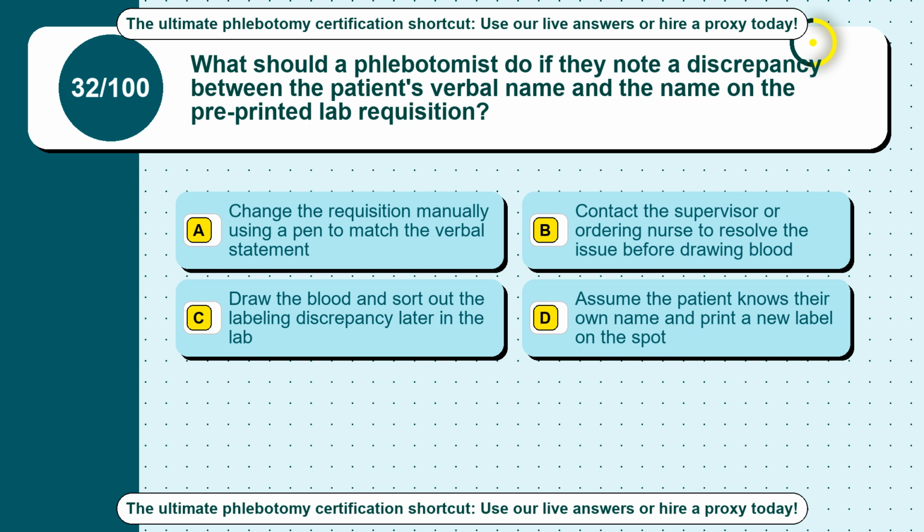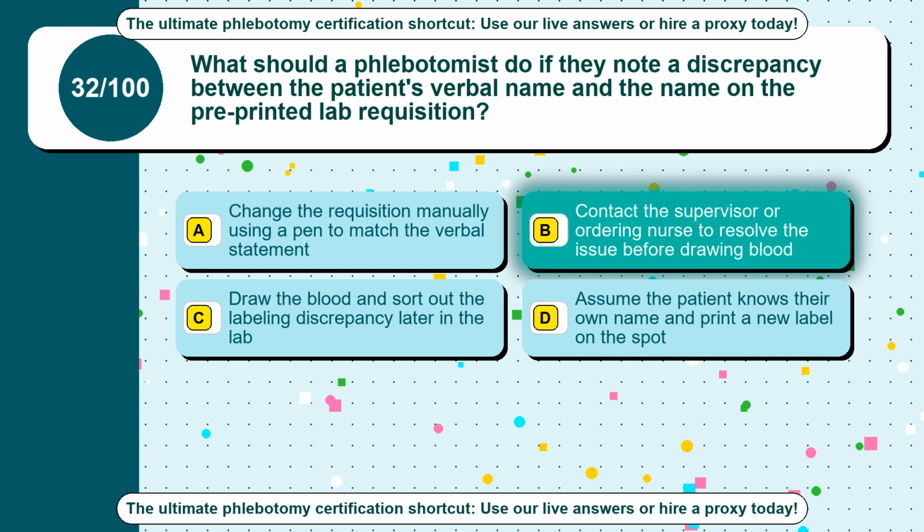Option B. Contact the supervisor or ordering nurse to resolve the issue before drawing blood. Option C. Draw the blood and sort out the labeling discrepancy later in the lab. Option D. Assume the patient knows their own name and print a new label on the spot. The correct answer is option B.